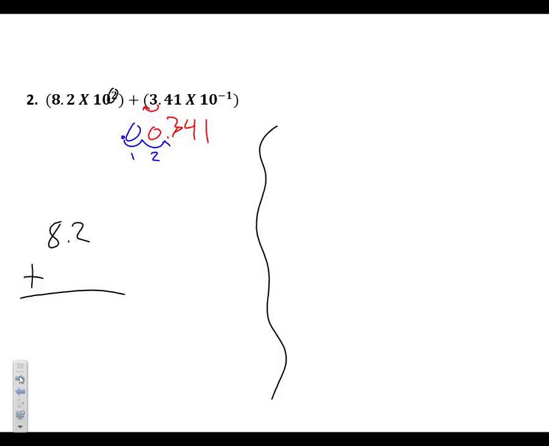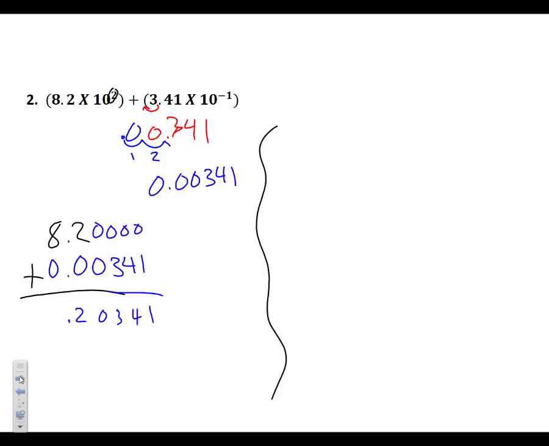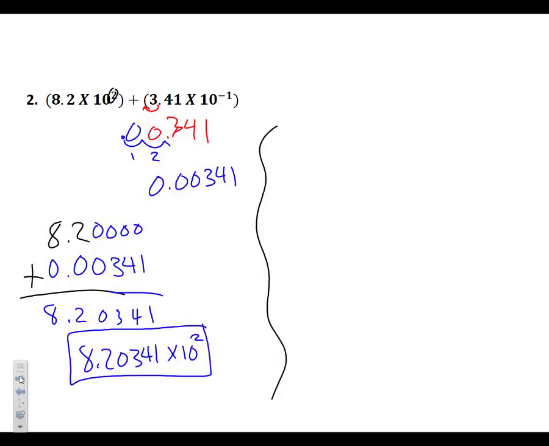So the number we're going to add is 0.00341. Well, I can put my zeros on top if I want. Add them together. 8.20341 times 10 to the second. Because we already had it in 10 to the second, and our decimal, when we did the adding, came out to the right decimal place. All right, so that was more of the easier one.